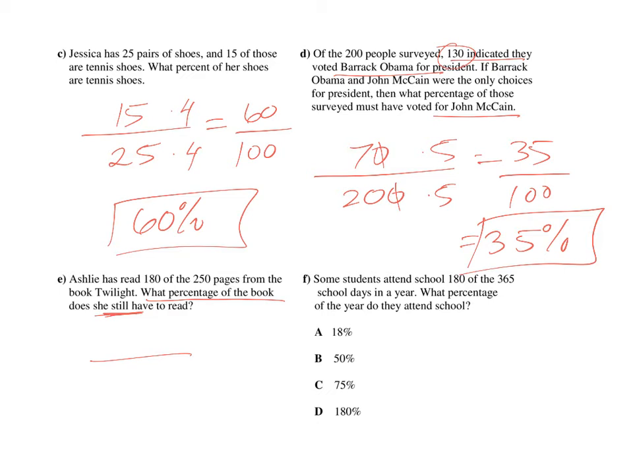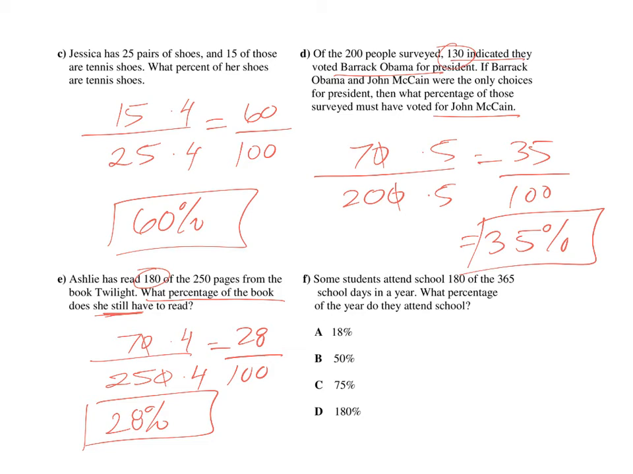All right, well, there's a total of 250 pages to the book. She read 180. How many pages are left? 70. All right, so it's 70 over 250. Cancel out the zeros. This is very easy once again. So 28 over 100, 28%.